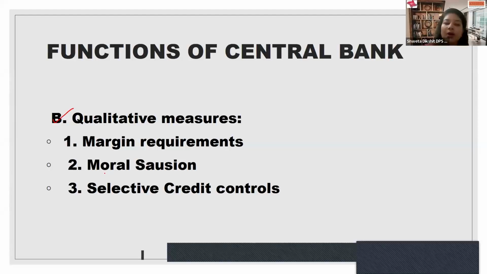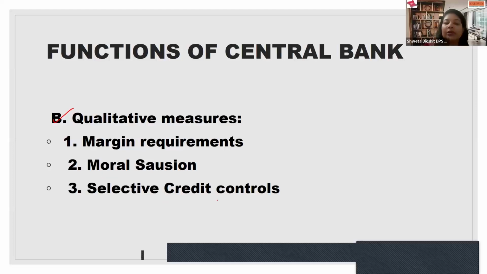Moral suasion is all about moral persuasion of the banks from the side of the government and the RBI. There are certain written notices and guidelines which are given to the commercial banks by the RBI just to stop or control unproductive loans from the market.